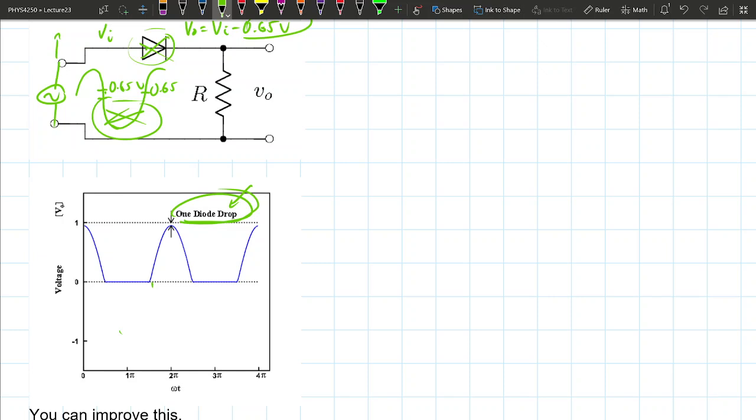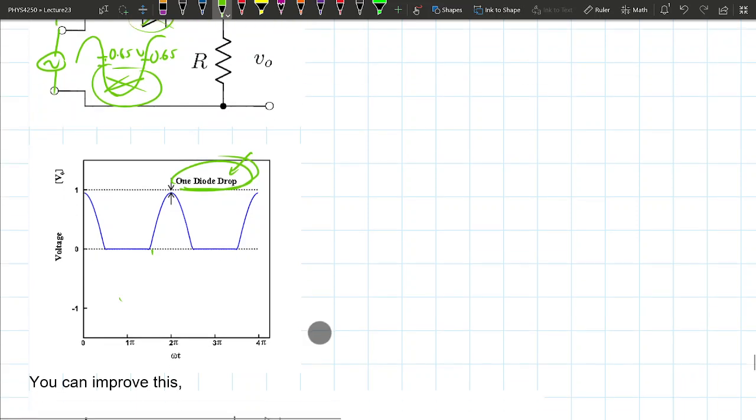It's not a very good constant voltage supply, as you can see on the graph here. It's still going up and down. We got rid of the negative part at least, so it's not going negative. So how can we improve this?